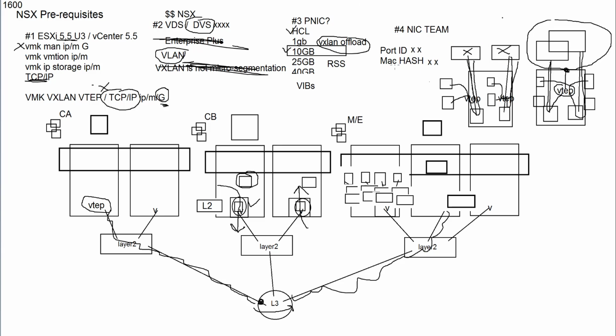We recommend not to use MAC hash. That means every single frame we have to do a hash, which generates a lot of CPU overhead. So port ID is the one that I would use in this scenario, and that would give me the two VTEPs.